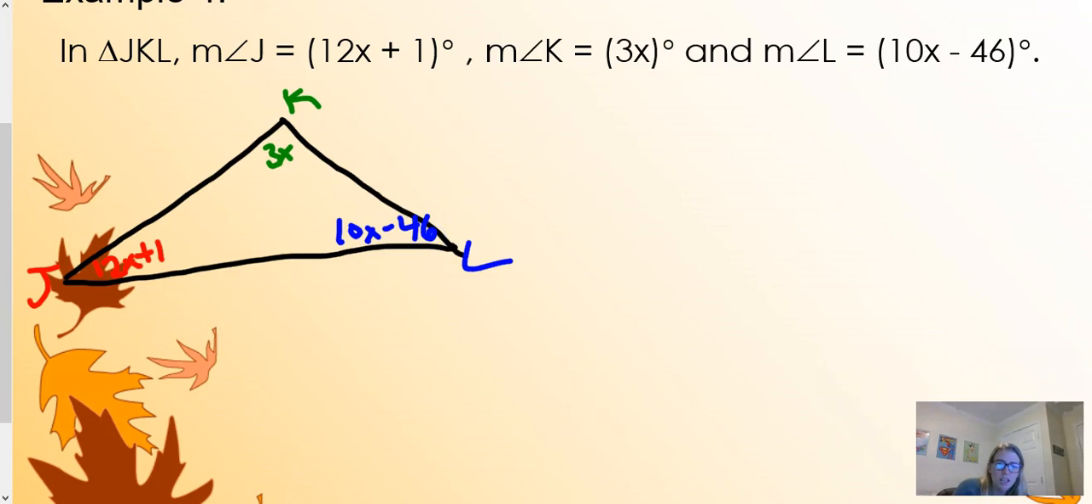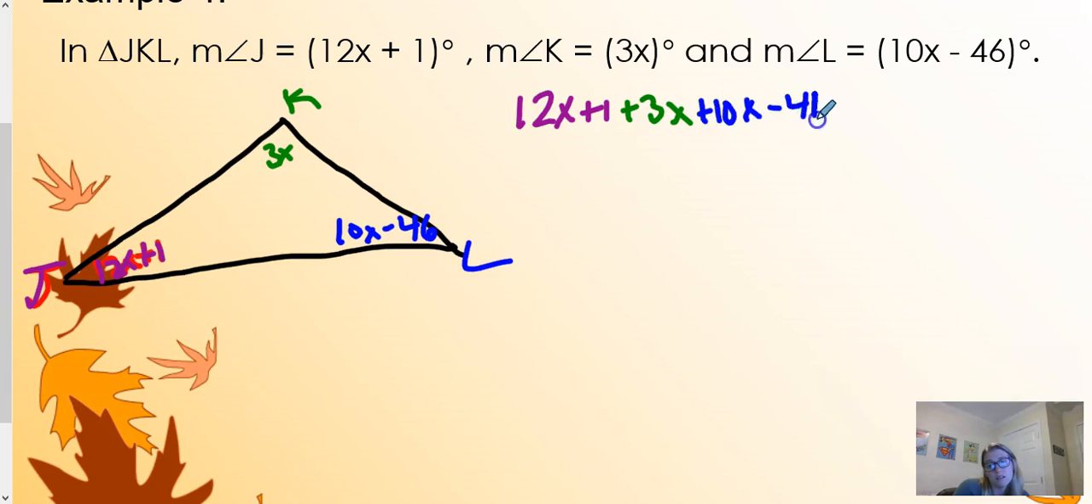I'm going to change that color down there so hopefully we can see it. Let me make J purple. All right, so again, now we've got our 3 angles. We're going to add them up to be 180 degrees. So 12x plus 1 plus 3x plus 10x minus 46 equals 180 degrees.